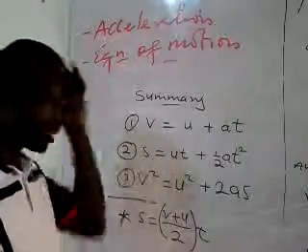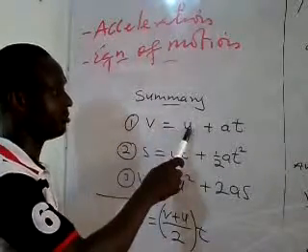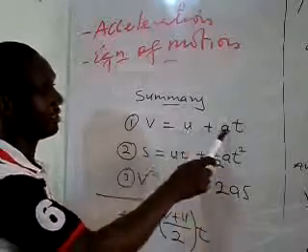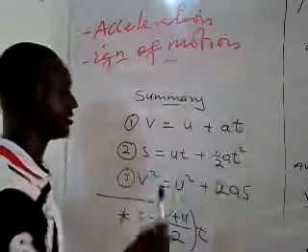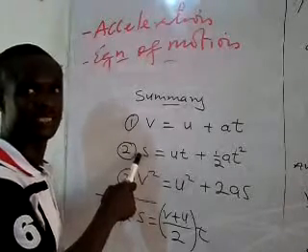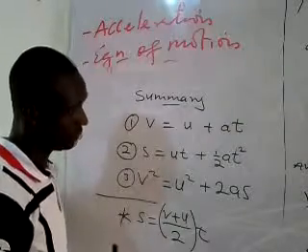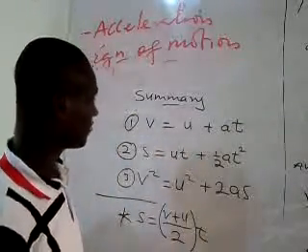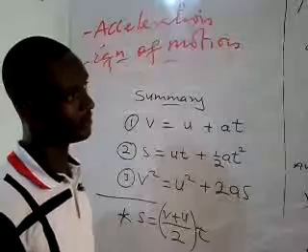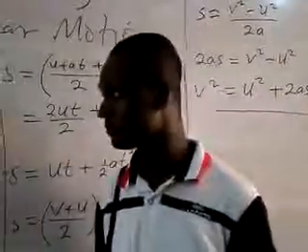And you should notice that V is always final velocity, U is initial velocity, A is acceleration, T is time. S represents displacement or distance in a specified direction. So these are the equations of linear motion.